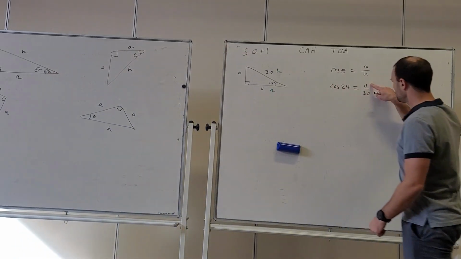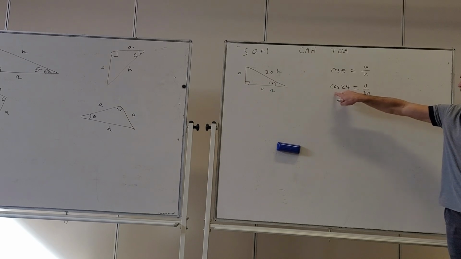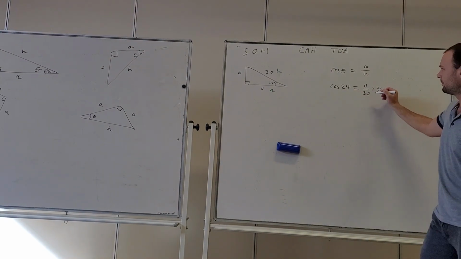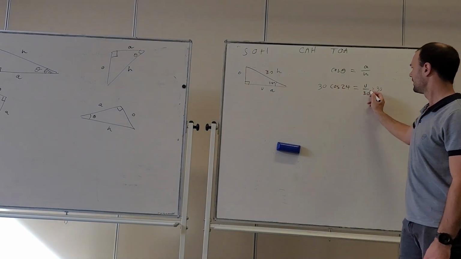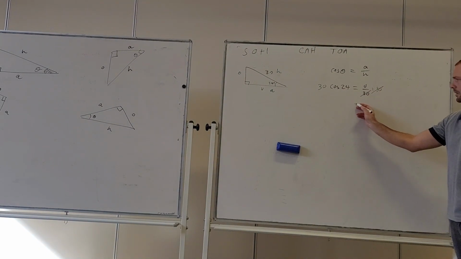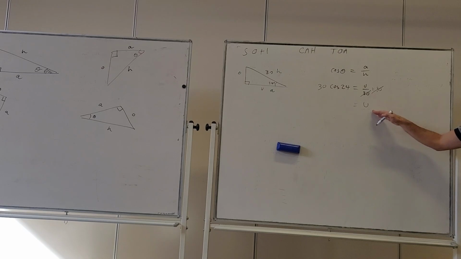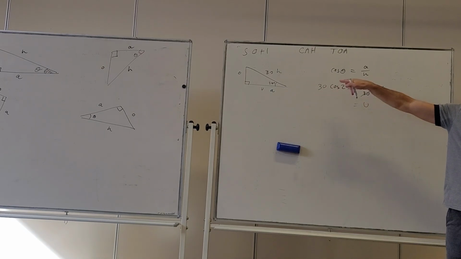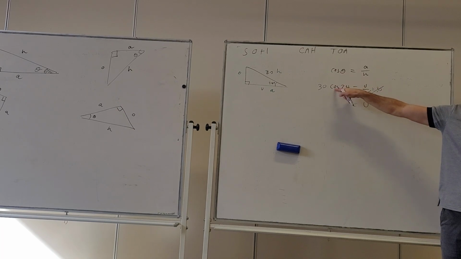So I've got u divided by 30 equals cos 24. So the way I solve this equation is multiply both sides by 30, right? Then that's going to cancel. On the right-hand side, we've got u by itself, and on the left-hand side, we've got 30 cos 24. We're going to put that in our calculator.